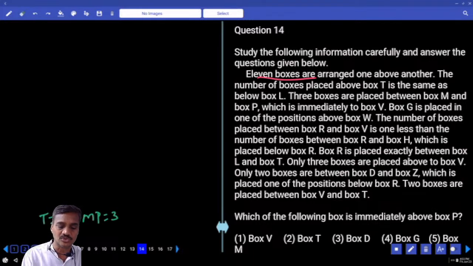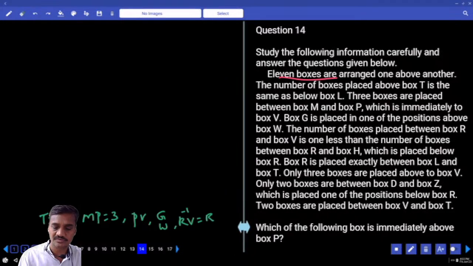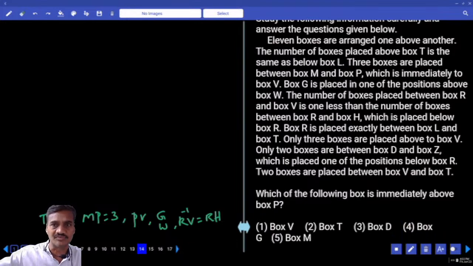P is immediate to V, so P and V are adjacent to each other. G is placed in one of the positions above W. The number of boxes between R and V is 1 lesser than between R and H. Are you following this or not? Why are we representing this entire information? Because as of now different information is not given, and we cannot read the information n number of times. Hence we need to read the information only once, and accordingly we need to represent the data.